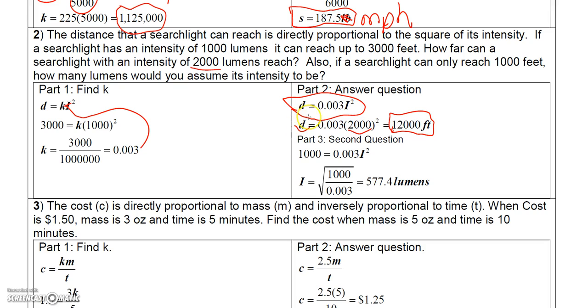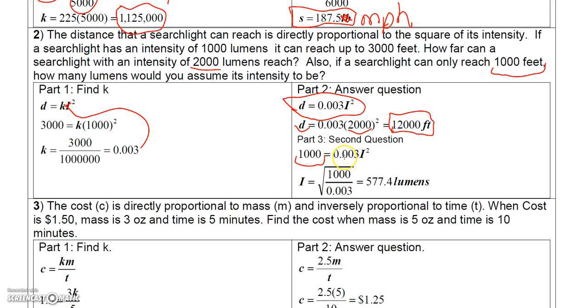Now we can ask a question. We could actually ask a question that asks for the intensity as well. So if we know the distance, so let's say a searchlight can only reach 1,000 feet, then let's find the intensity given the distance. So in that example, we set the distance equal to 1,000 feet, and so we get 1,000 equals 0.003 I squared.